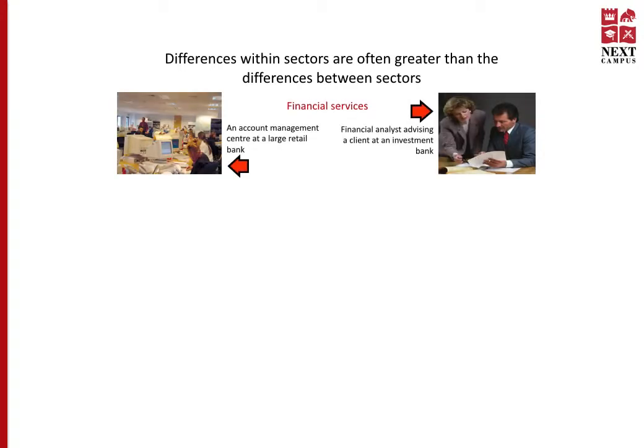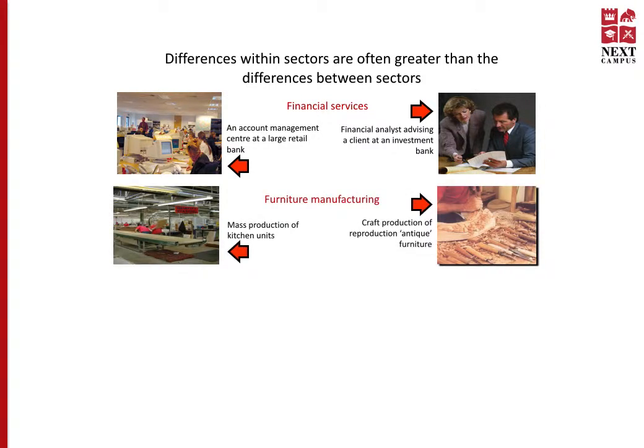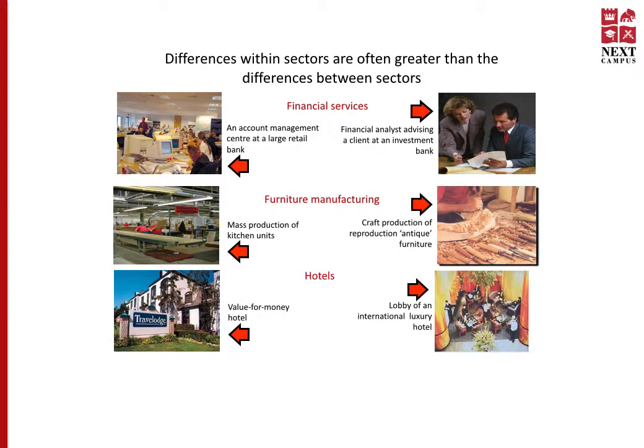Differences within sectors are often greater than the differences between sectors. For example, in financial services, the difference between an account management center at a large retail bank and a financial analyst advising a client at an investment bank are often greater. But if you really look at an account management center at a large retail bank and mass production of kitchen units, they're not that different when it comes to the scope.